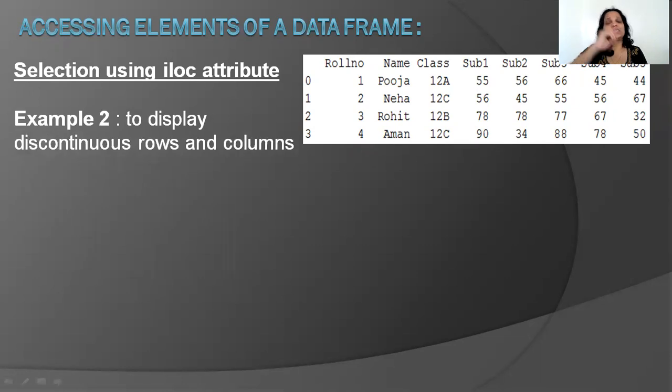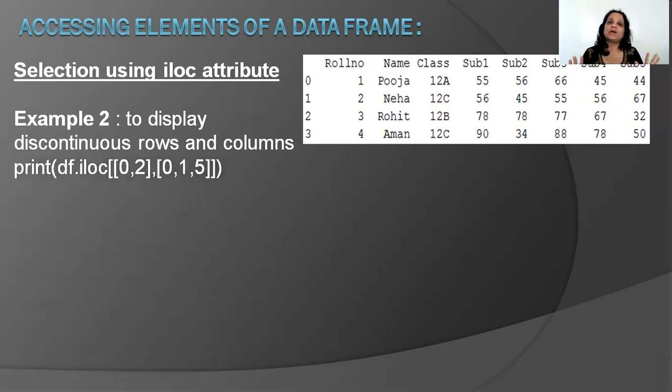Now discontinuous. Discontinuous means you can't use the slicing method of colon. Then you use separate brackets for the row index and a separate bracket for the column index. But here, whatever you specify is not the slicing method. So whatever you specify will be shown.